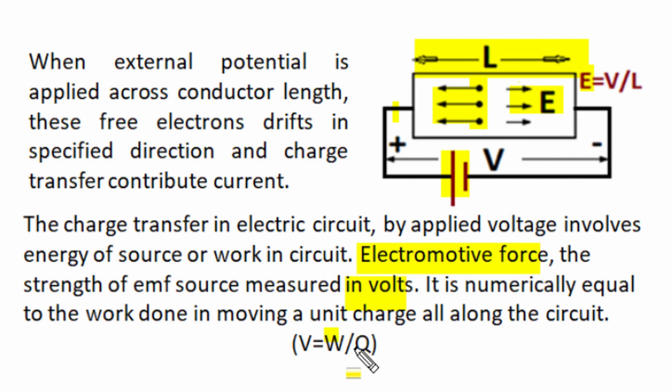So work done per unit charge is known as the measurement of voltage, and voltage in volts is work done in joule per unit of charge transfer in coulomb. So joule per coulomb is measured in terms of volt as the magnitude of source voltage.